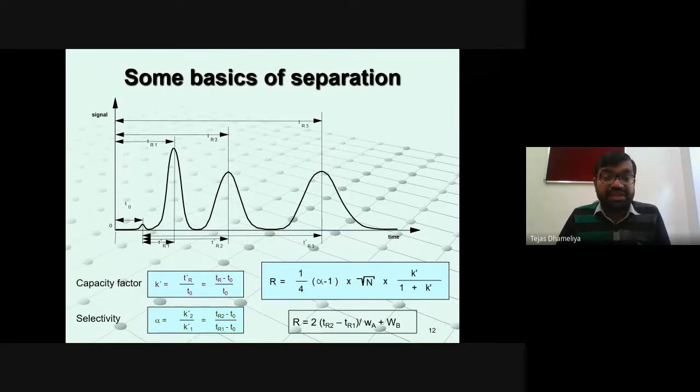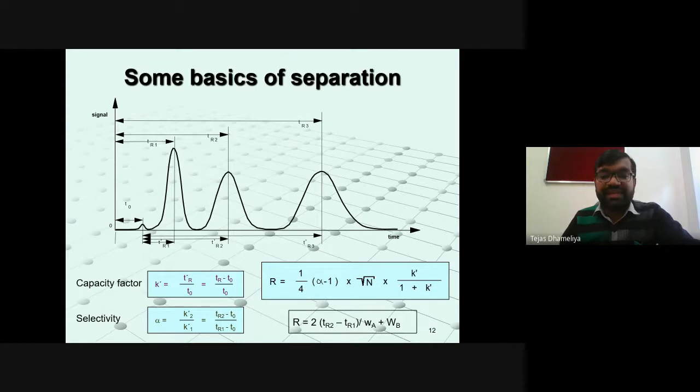K dash is equal to T dash R upon T0, and T dash R is nothing but retention time minus dead time. So that is called the capacity factor. Selectivity coefficient is alpha. That is the ratio of the capacity factors of two different peaks, K dash 2 and K dash 1, which is nothing but TR2 minus T0 divided by TR1 minus T0.